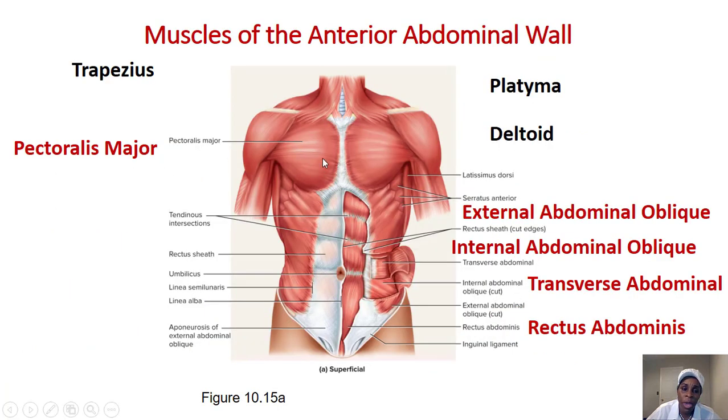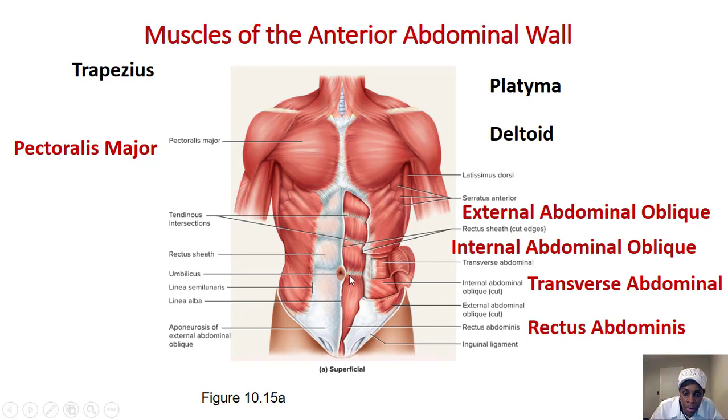The pectoralis major is a muscle on the chest here, the front part, the anterior part. The external abdominal oblique, internal abdominal oblique, transverse abdominal, and rectus abdominis. These are the 4 muscles we need to know here. So the external abdominal oblique is the muscle that goes with the direction of your hand in your pocket. The internal oblique is going to be the opposite direction. The transverse will go horizontal, and the rectus will be vertical.